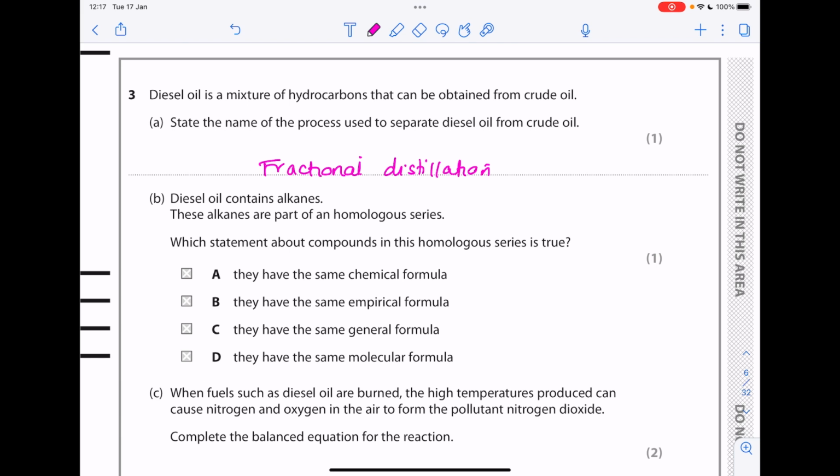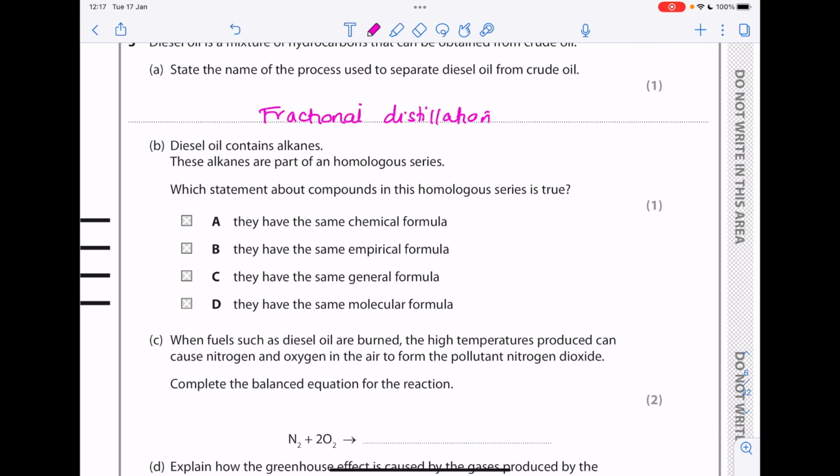Which statement about compounds in this homologous series is true? They have the same chemical formula. No, that won't be true because it will vary depending on how many carbon atoms they have. They have the same empirical formula. Again, that's not true because if you take methane, CH4, for example, and ethane, C2H6, the empirical formula of ethane is CH3, which is not the same as methane, CH4.